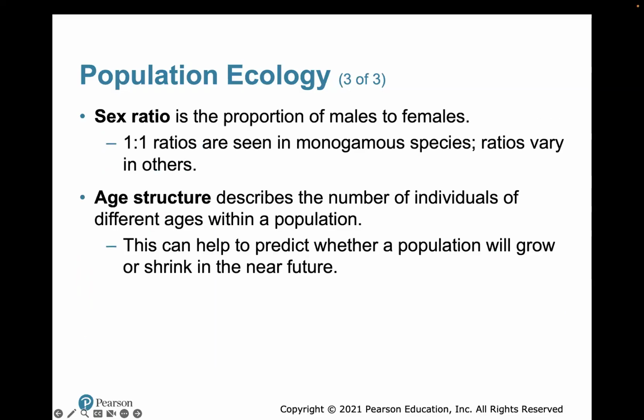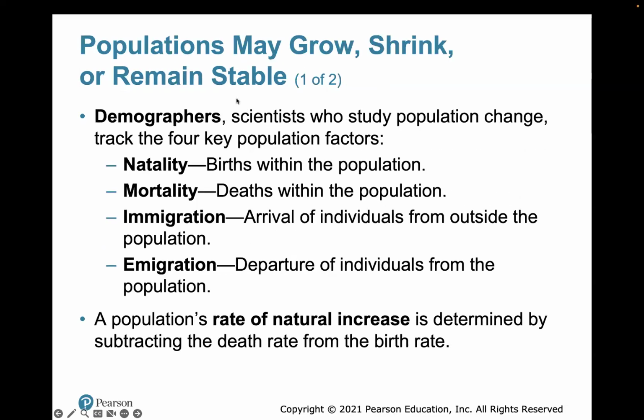And sex ratio is the proportion of males to females. So a one-to-one ratio is seen in monogamous species. Ratios vary in others. Age structure describes the number of individuals at different ages within a population. So maybe in a certain area there might be more newborn babies compared to older people, or it might be the opposite. This can help you predict whether a population will grow or shrink in the near future. So populations may grow, shrink, or remain stable.